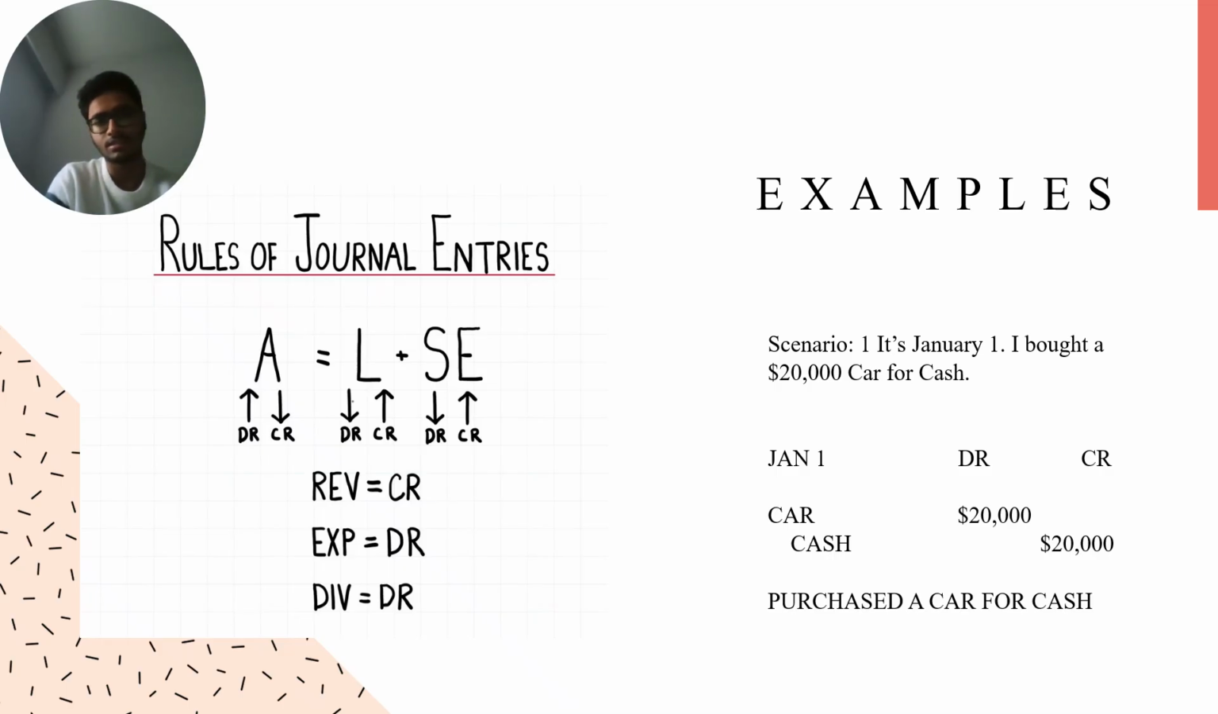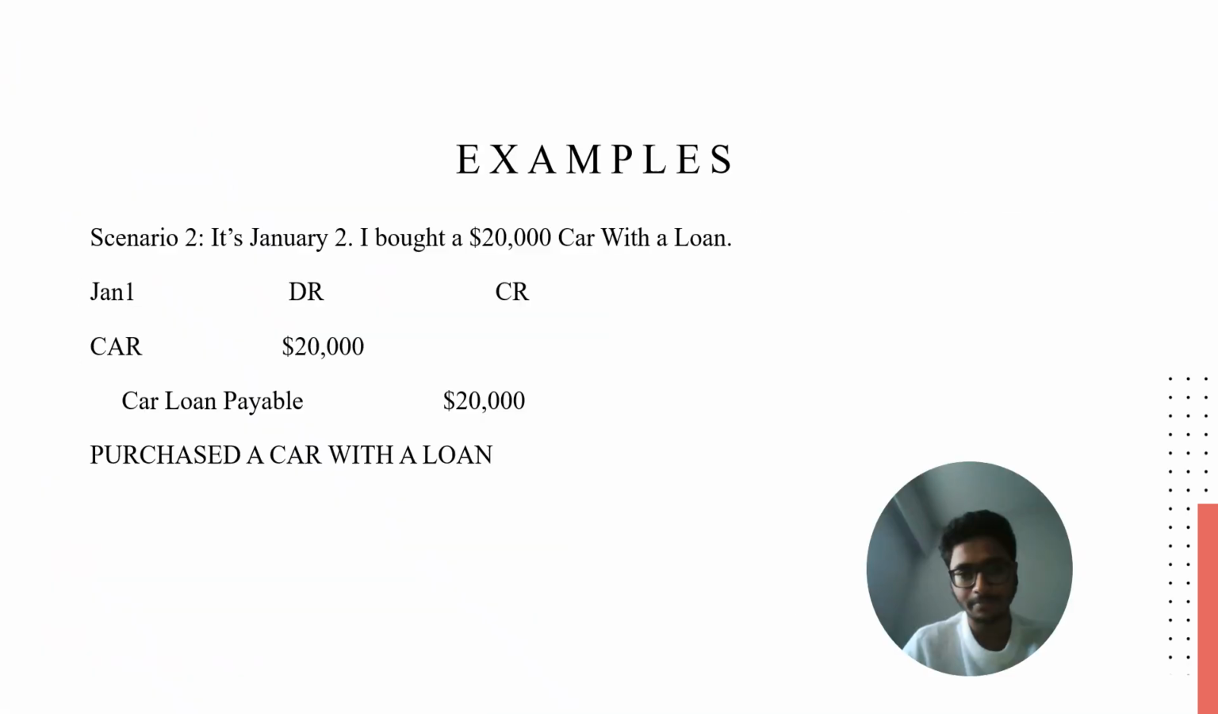So let's understand this more easily with a scenario. On January 1st, I bought a car for $20,000 in cash. We record it like this: on January 1, the car was debited because our assets are increasing, and cash is decreasing. Cash is also an asset, so it is credited. The description is: we purchased the car for cash. So this is done, and let's see another example.